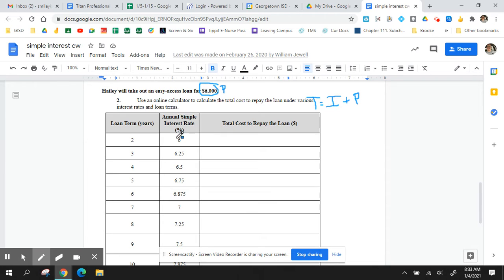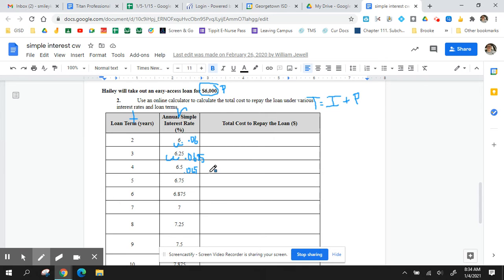So I still have to know that my time is over here, my rate, and my P is 6,000. I still have to change all of these by moving them to decimal places. So the first one is 0.06. And the second one, just like the others, is 0.0625. And you're going to do the same for the rest of these columns, so it'd be like 0.065 and so on. If you have questions on that, get a hold of Mr. Joel or myself.